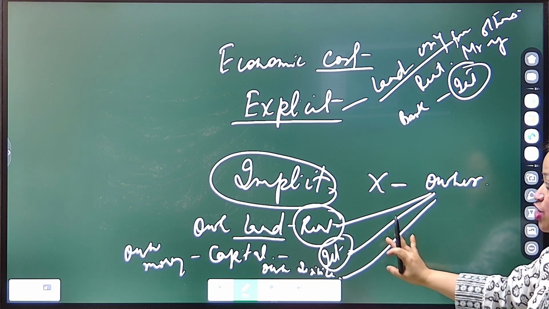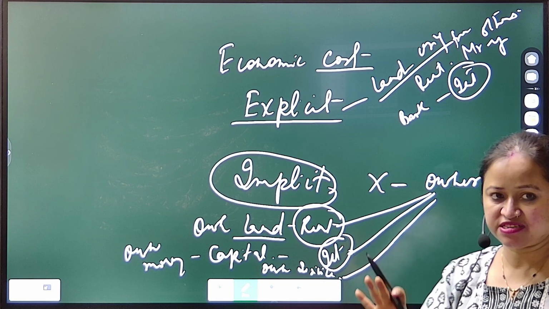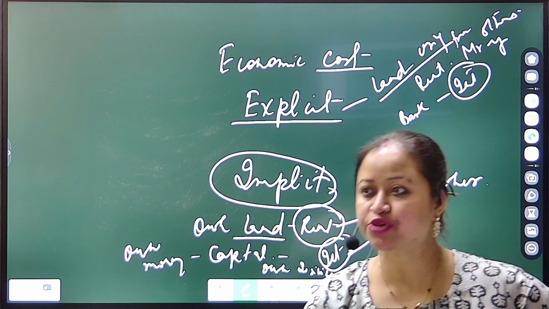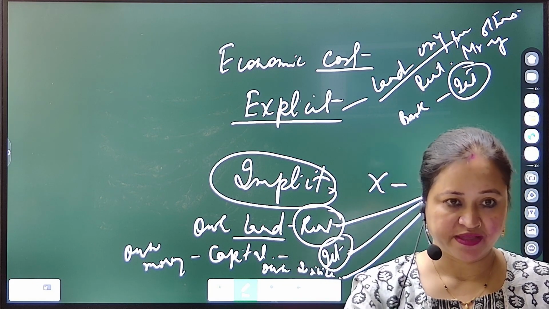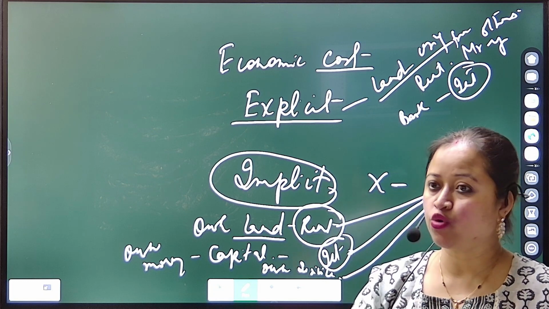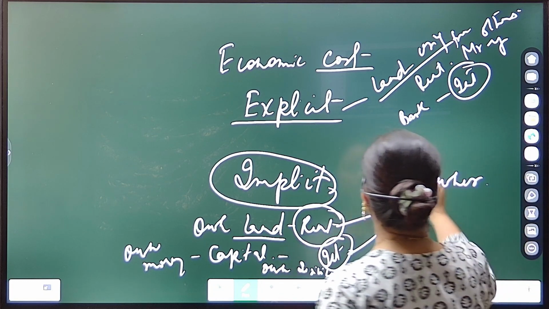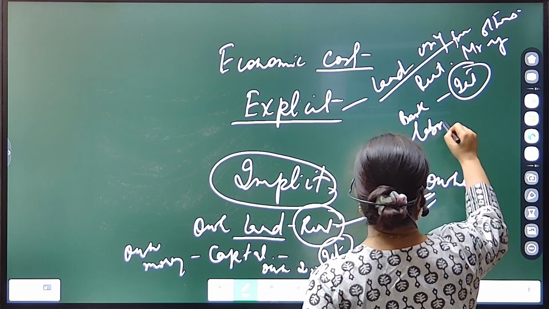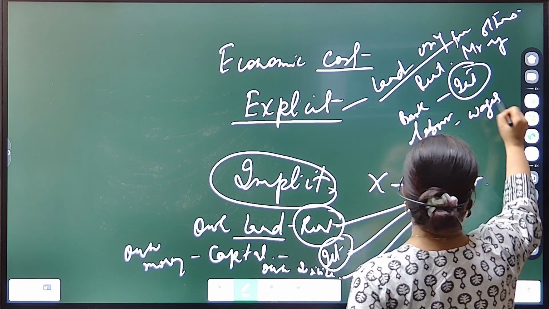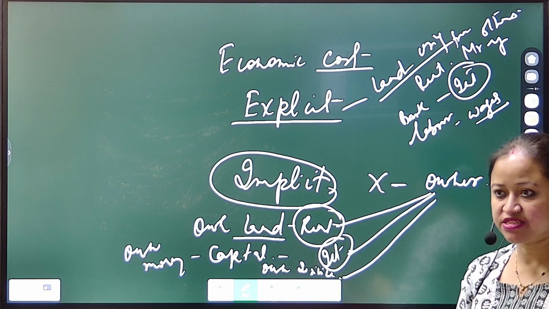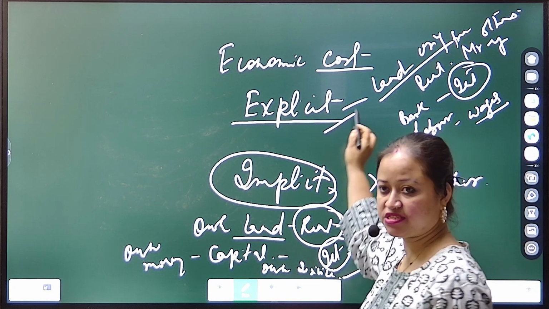And implicit cost is like you are not paying it to outsiders. You are using your own land, you are using your own money, right? And you are giving your own service, right? And here, suppose you have hired labor. So you're paying wages. So you're giving it to outsiders. So that is your explicit cost.